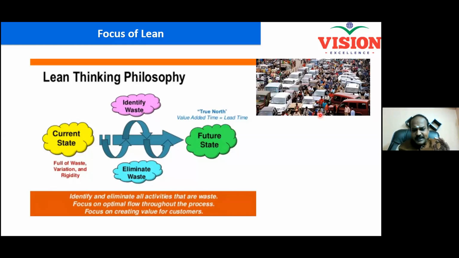And many people think lean is cost cutting. Many people think lean is eliminating people. No, it is not cost cutting. It is not eliminating people. It is simplifying your process. Simply by simplifying your process, your results will get doubled.